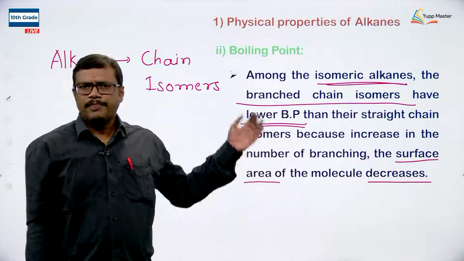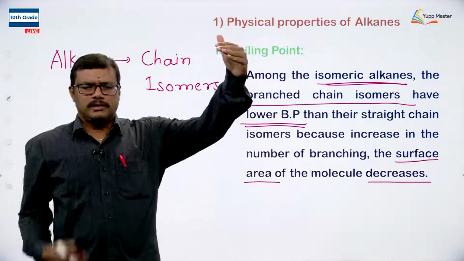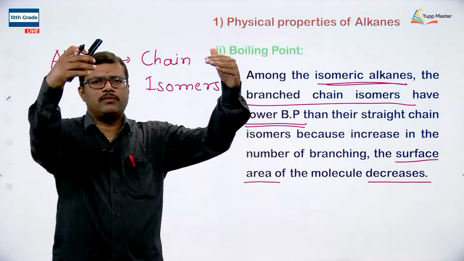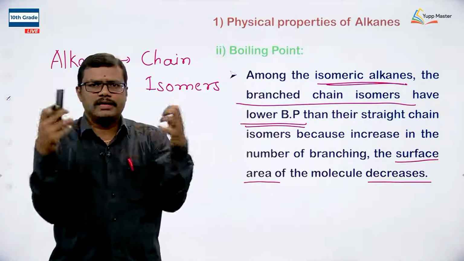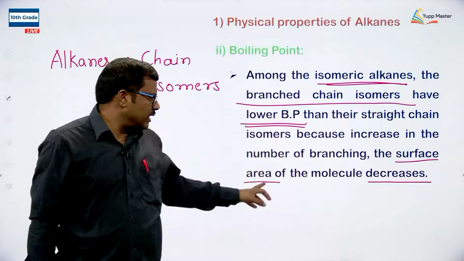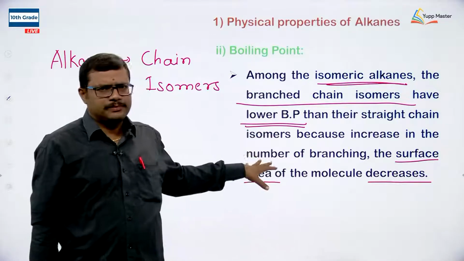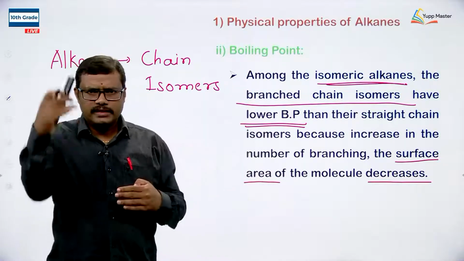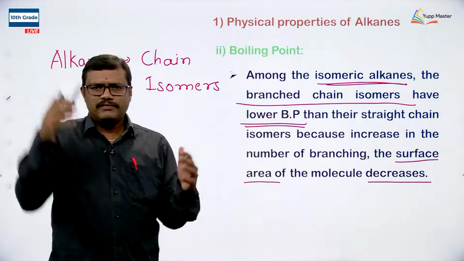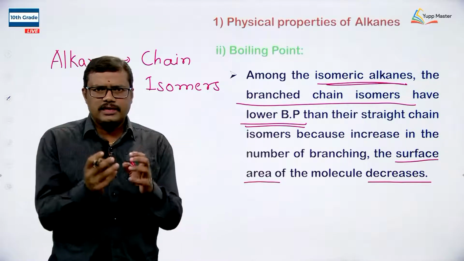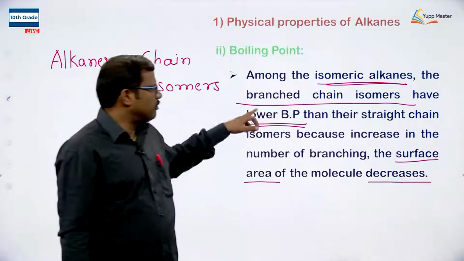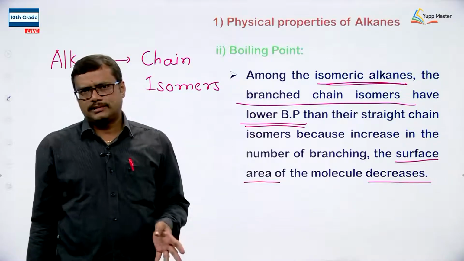Just now we said that with the increase in molecular weight, intermolecular forces like van der Waals forces increase, and interactions increase. But with the increase in branching, the surface area decreases. As the surface area decreases, the interactions decrease, and when interactions decrease, the boiling point also decreases.